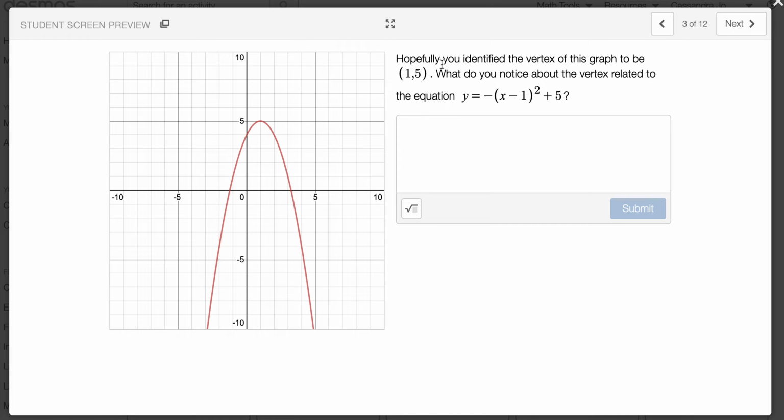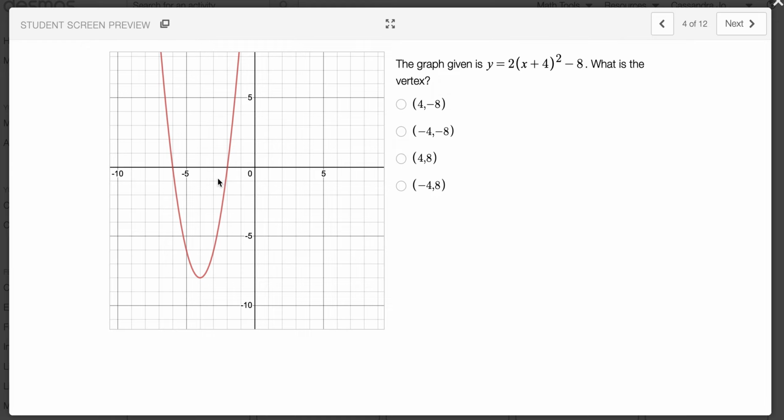So then it says, hopefully you identified the vertex to be 1, 5. We did. That's great. Now I want you to pause this video and think about, what do you notice about this vertex related to the equation? How is the vertex related to the equation? So now that we're back, I noticed that the 1 from the vertex is in my equation. My equation says -1, but it at least has a 1. And then the 5 is also there. So the 1 is inside parentheses and the 5 is outside of parentheses. That's what I noticed. You could have said other things.